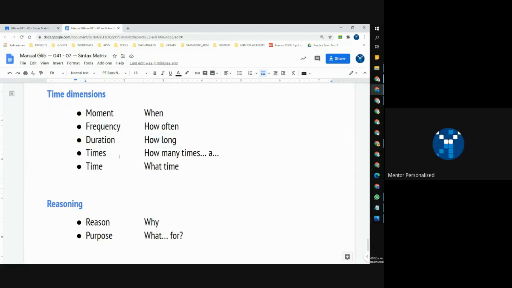Very good. Ask me the number of times a year I have vacation. How many times a year do you have a vacation? Repeat. Do you have vacations? Very good. Ask me the time I wake up. What time do you wake up?